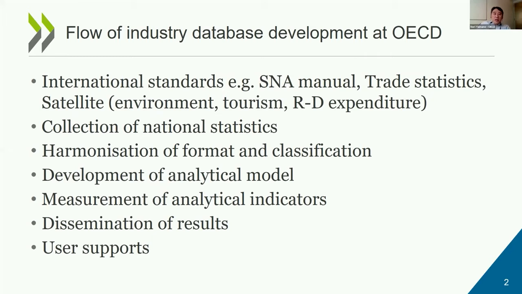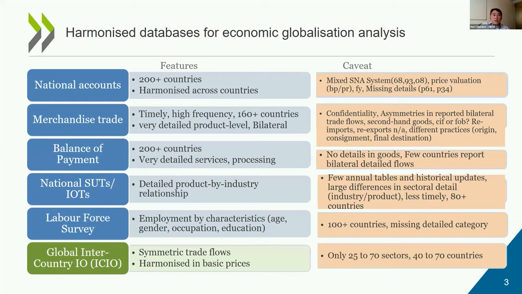So what we do at the OECD, first, of course, we discuss the international standards in the manuals on national accounts, trade statistics, and also some other satellite accounts such as tourism and R&D. In our division, we mainly work on the empirical side. So we collect the data sources from national statistics agencies, estimate the harmonized format, and harmonize the classifications of those raw data. And then we develop the models and indicators, and of course, we disseminate the results. To do that, I summarize some features of the data we use and also some issues in each data source.